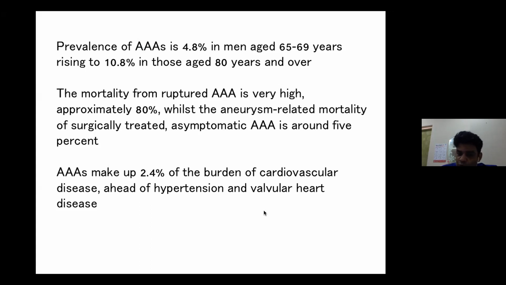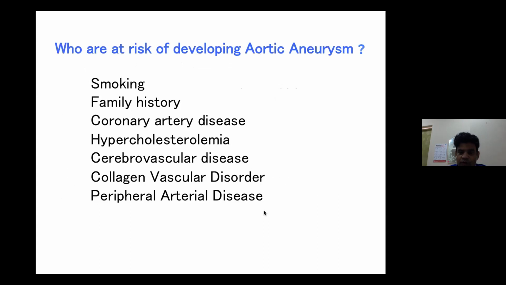AAA makes up 2.4% of the burden of cardiovascular diseases, ahead of hypertension and valvular disease. That's what we are talking about. It's not a rare disease. It's just that we don't look for it, and by the time we find it, it has already bled and we have lost the patient, or sometimes they come in a very critical condition where we are hardly able to do something. So we must be looking for this aneurysm.